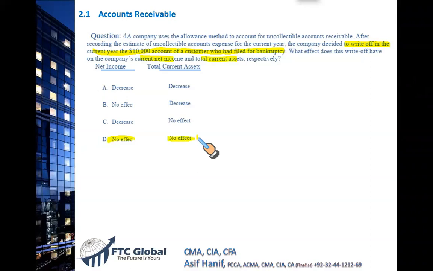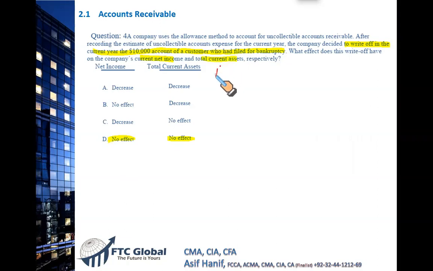No effect, no effect. That's just what I've told you. Because writing off a customer doesn't affect your net income. It doesn't affect your total current assets. That was so convenient. I now have to prove that this is so. Let us take up some numbers to bring the point.